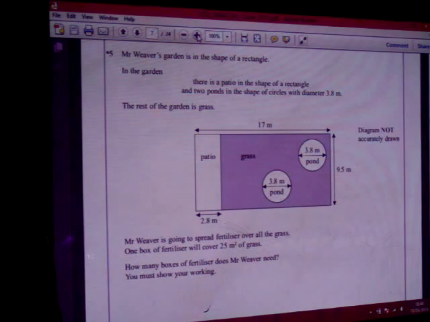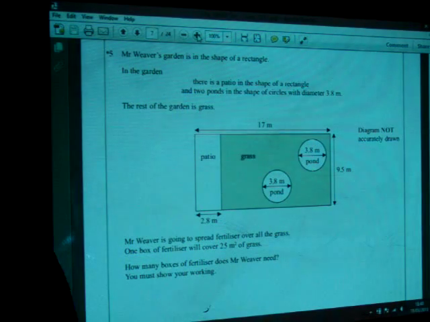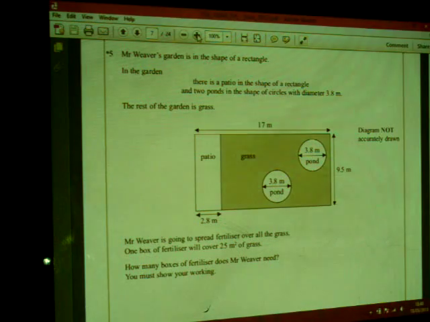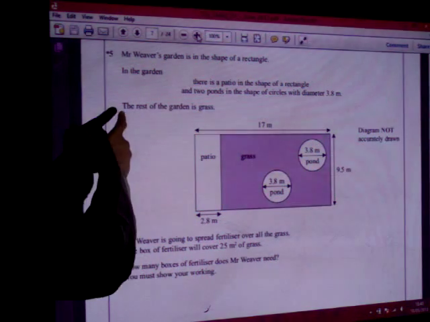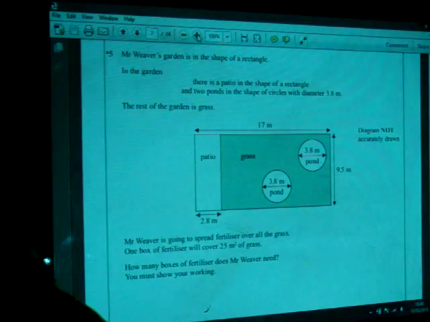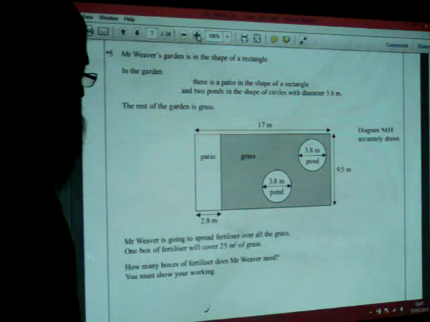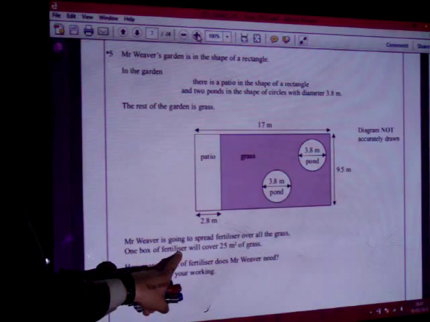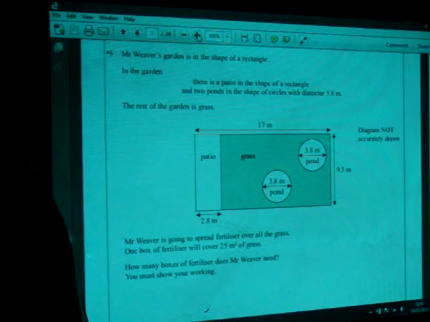Okay, Mr. Weaver's garden is in the shape of a rectangle. The star means it's one of our new functional skills questions. That's what the star is telling us. So this is the new style of question that they introduced in the paper. There's a patio, here's the patio, and 2 ponds in the shape of 2 circles. The rest of the garden is grass, so all the shaded part here is grass. Mr. Weaver is going to spread fertilizer over all the grass. 1 box of fertilizer will cover 25 meters squared of grass. How many boxes does he need?